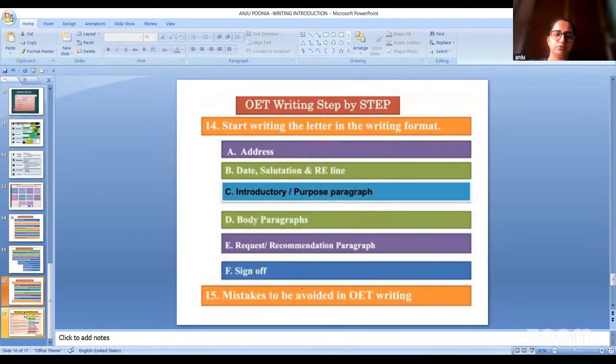And point 15, mistakes to be avoided in OET writing. Next slide, Minu.